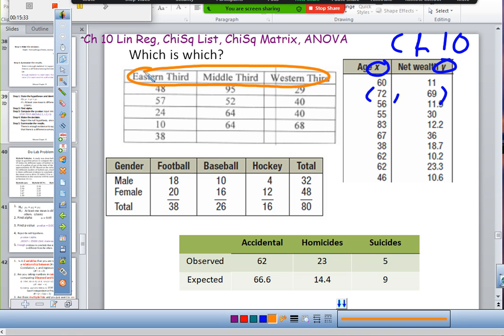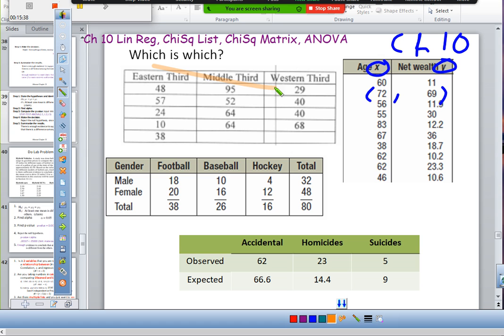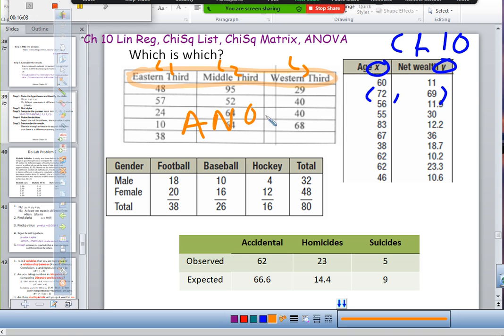So this is lists. This is chi-square lists, because I have categories only on the top or on the side. If you only have categories on one side, either the side or the top, then it has to be either chapter 10, where you have 2 of them, or if you have 3 or more, this is ANOVA. 11.3.